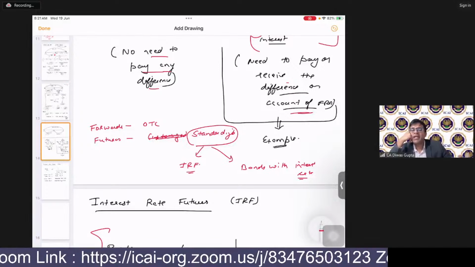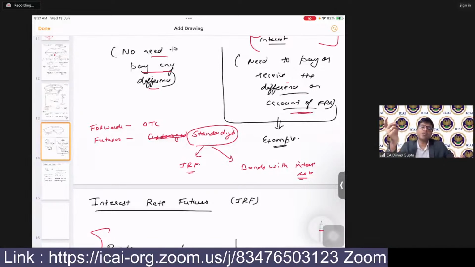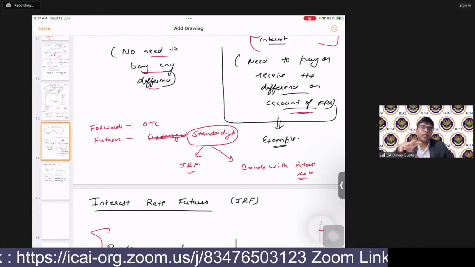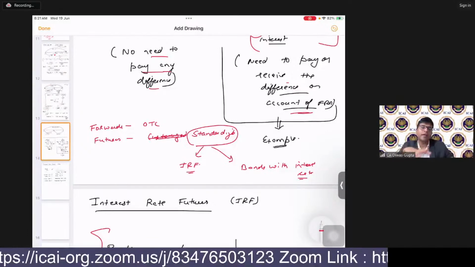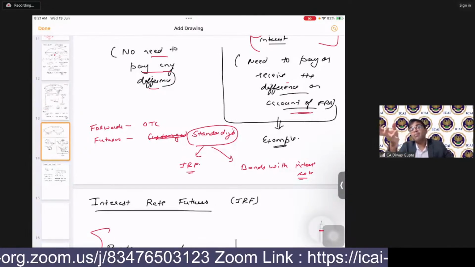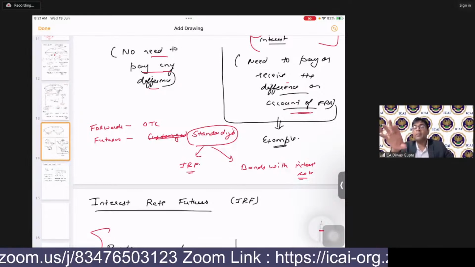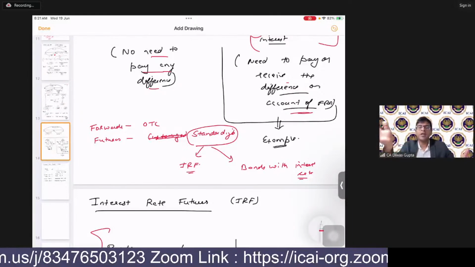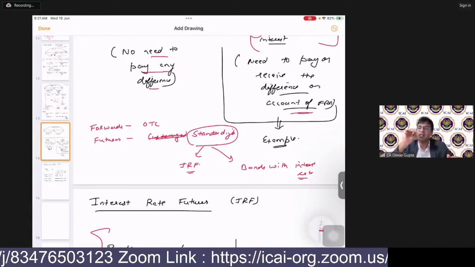I should purchase, right? Because if the interest rate goes up, I'm losing on my current instrument. So what I will do, if the interest rate goes up in FRA, I will gain because of the interest rate going up if I have purchased that FRA. So that will help me in the strategy, right?